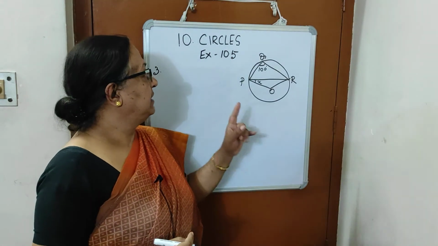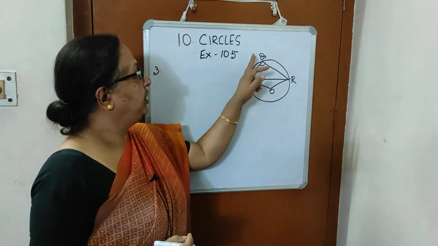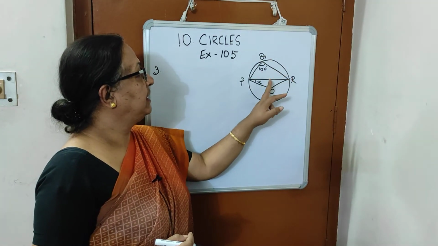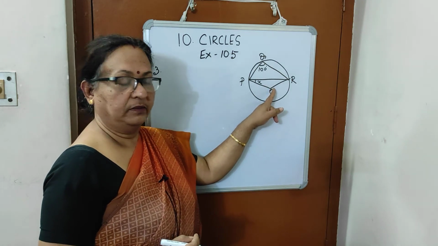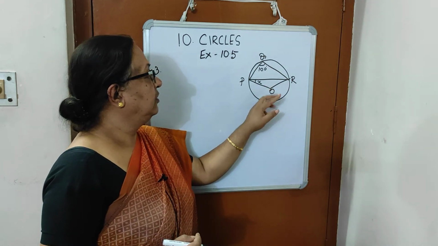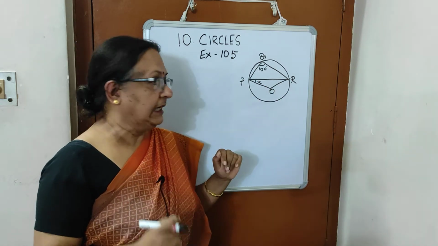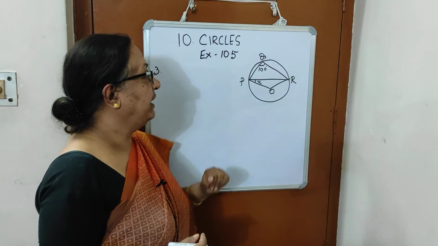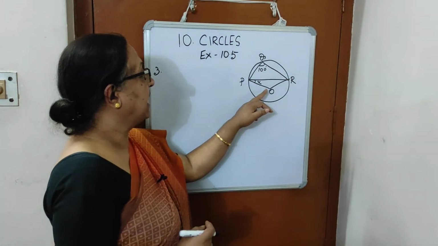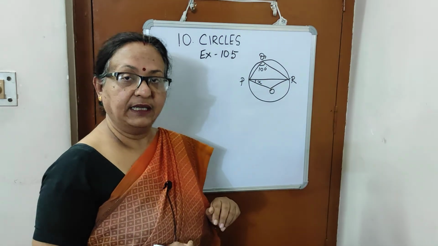Okay, children, another sum. See question number 3. What is given? P, Q, R are 3 points on the circle with center O. The figure is not that accurate. The center is not at the center actually, but I made it bigger just for you to get it clear. Now, this angle PQR is given as 100. You need to find angle OPR, that is X. We need to find this angle.